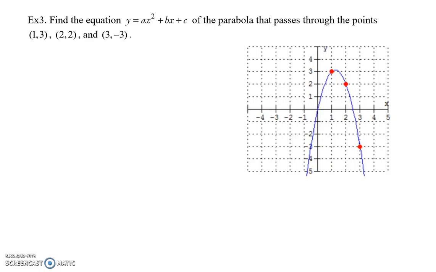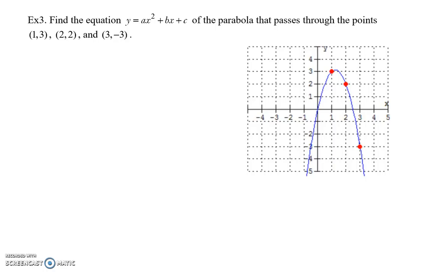Continuing with section 8.2, we now turn to example 3 for an application of fitting a curve to a collection of points. Find the equation y equals ax squared plus bx plus c of the parabola that passes through the points (1, 3), (2, 2), and (3, -3). You can see the 3 points plotted on the graph below, along with the parabola passing through those points. We want to try to determine its equation.